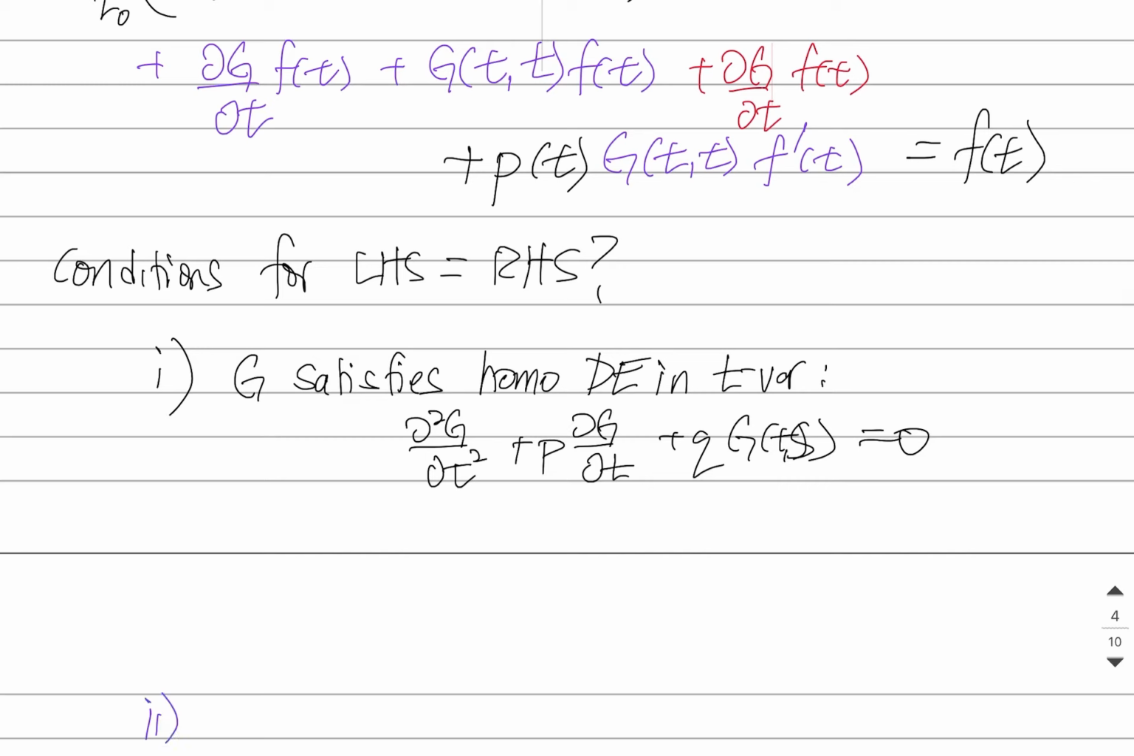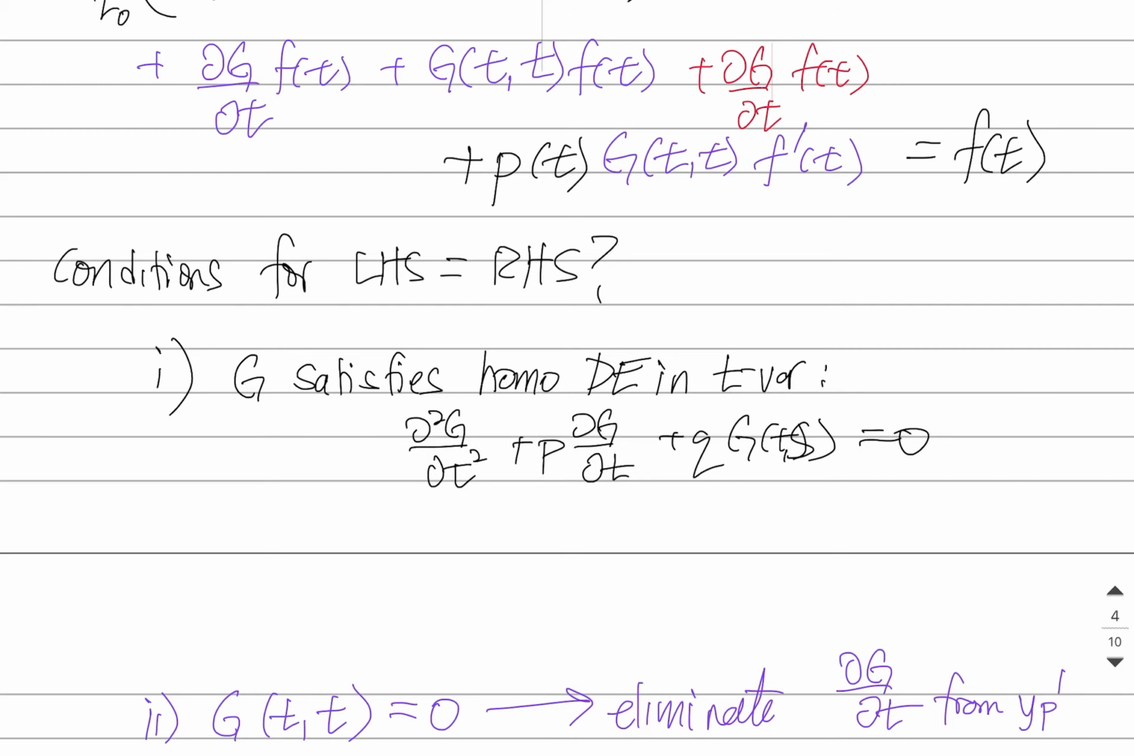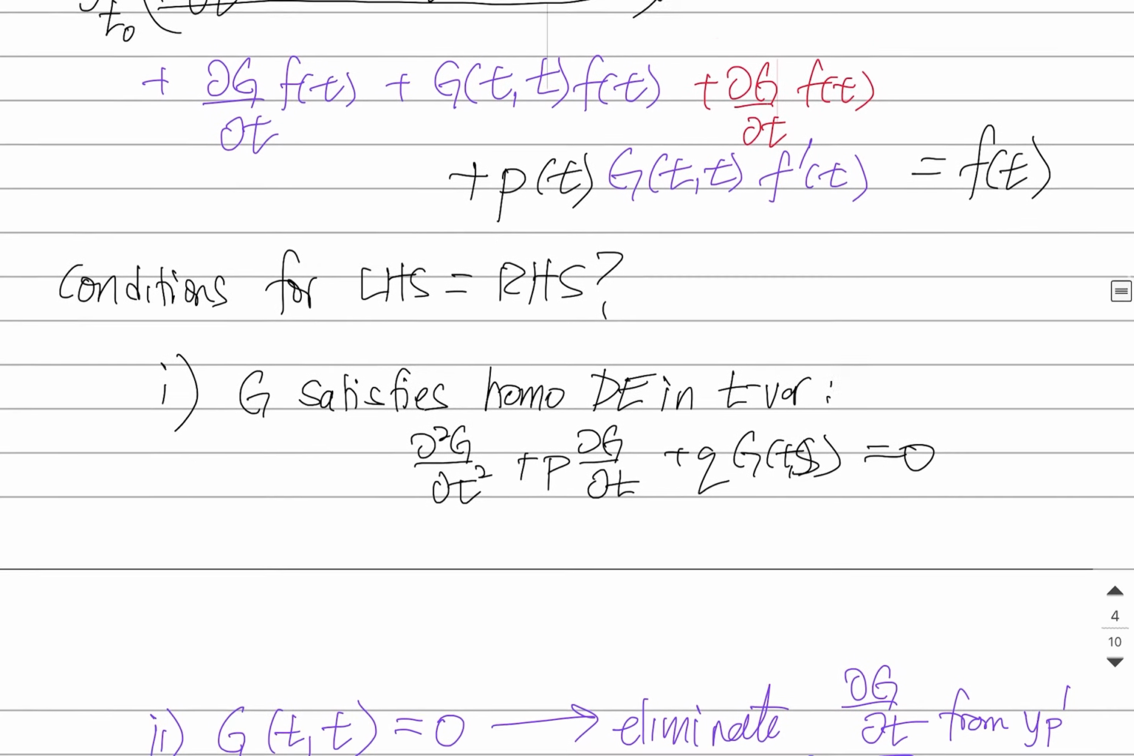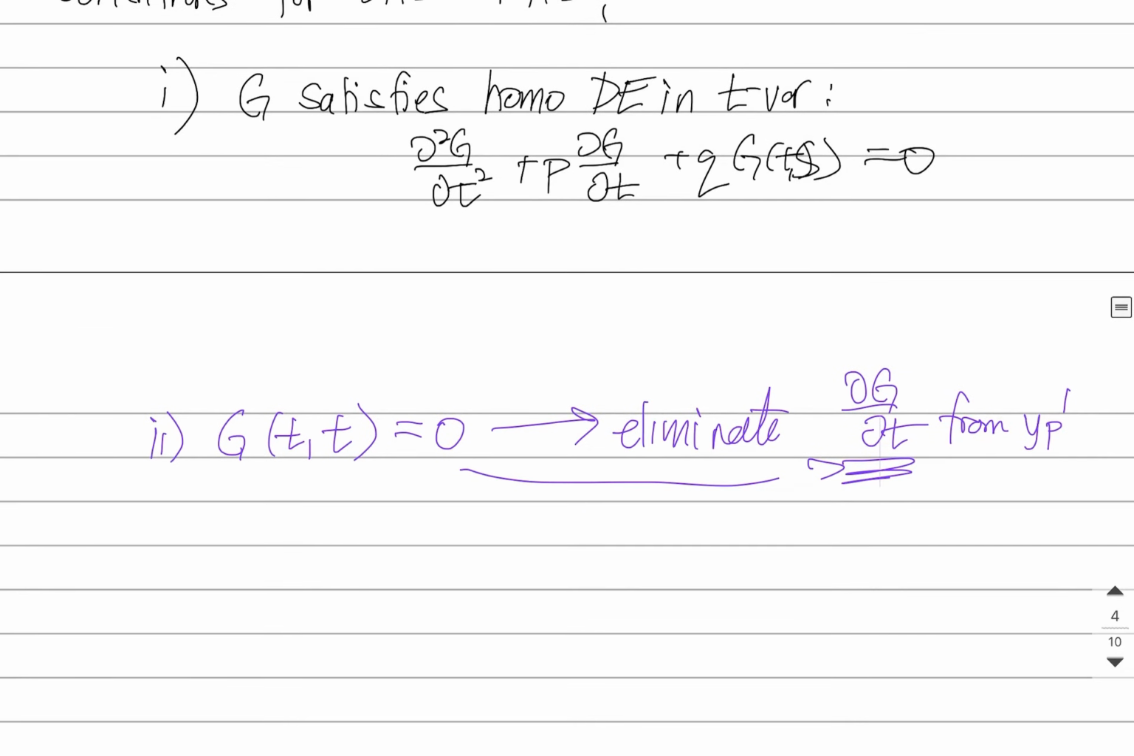In order for all of this stuff to go away, I'm trying to get rid of everything in purple here. Initially the purple came about because of the first derivative. So if I set this equal to 0, this will eliminate the dg dt term that came from yp, because if that was 0, there was no way I could have differentiated it to get there. So if I had set that equal to 0 earlier, that would be gone.